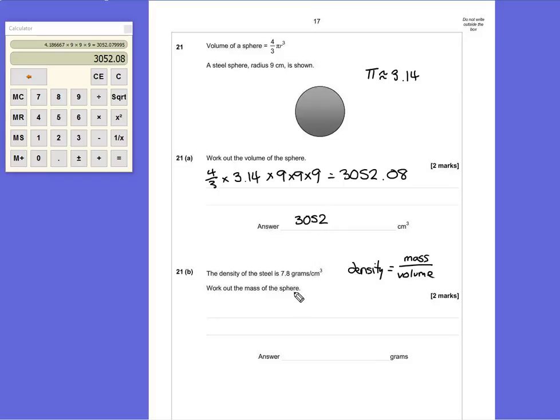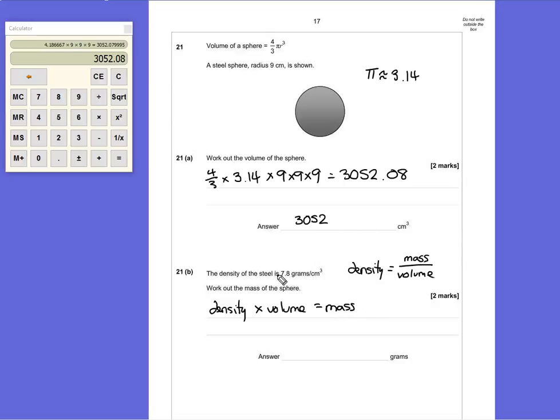To work out the mass of the sphere, we'll have to rearrange this a little bit because we want the mass, but we know the volume from our previous answer, and we know the density. Multiplying both sides by volume, we end up with a formula that says density multiplied by volume is equal to the mass.